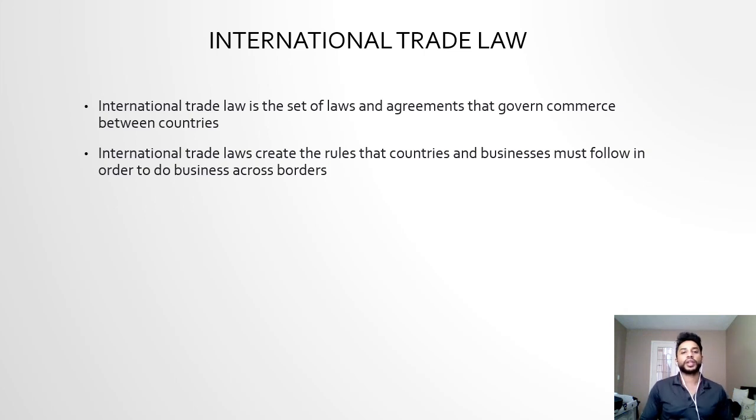So what are international trade laws? We're not going to get into law, we're just going to touch on this a little bit. International trade law is a set of laws and agreements that govern commerce between countries. I think we spoke about this before, these are laws in place for government to government, so country to country business. You know how we have trade laws within your own country, these are from country to country. So it creates rules that countries and businesses must follow in order to do business across borders. Very simple.